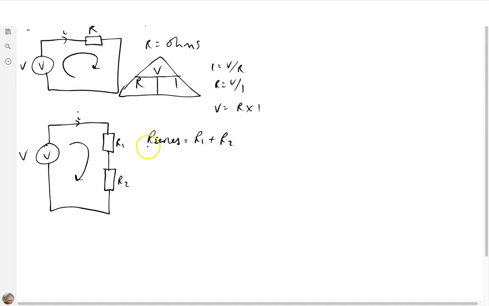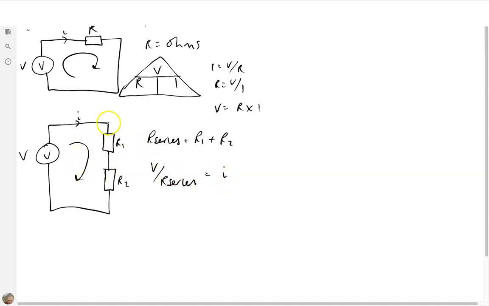What we can do then is, based upon these equations, we can recalculate the I. If we wanted to find I in this case, if we look up here, we've got I equals V over R. So it would simply be V divided by R series equals I. Okay, so if you're faced with that kind of problem, that's how you'd find the I in this case.